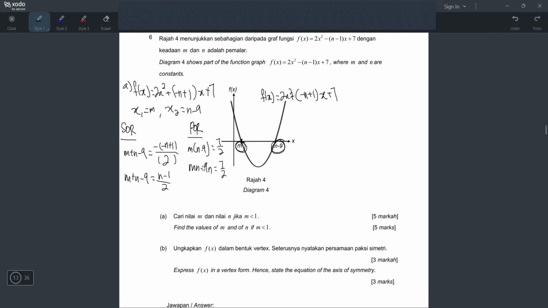So how to find m and n? We have to do simultaneous equations. But for this case, I think I will do the substitution method, right? So let's think about this. Okay, let's get rid of the fraction first, right?